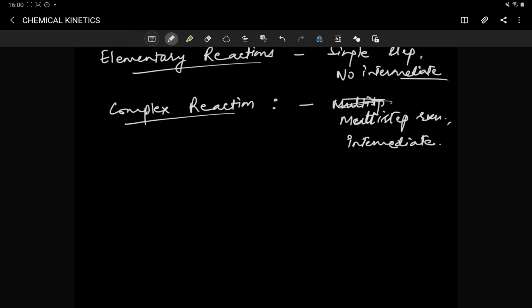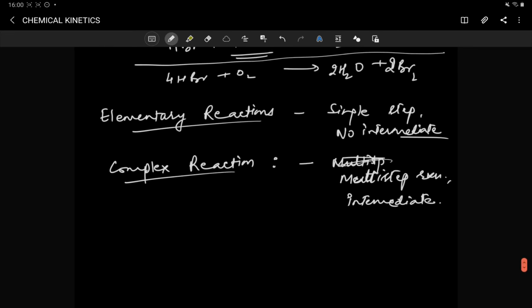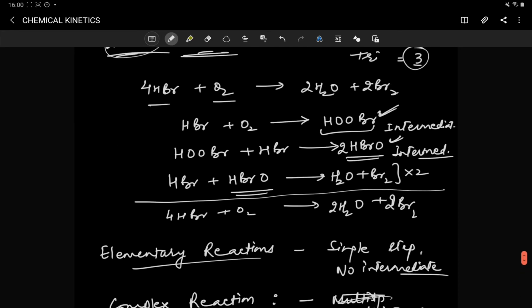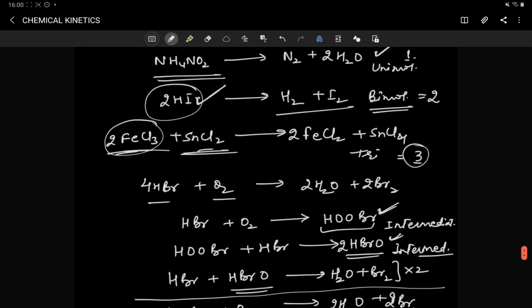Now in an elementary reaction, whatever the number of molecules present in the balanced chemical equation, generally that is the molecularity of the reaction. The way we did examples like decomposition of ammonium nitrite, or decomposition of hydrogen iodide. So all these are reactions where there is no intermediate, it's an elementary reaction, and that is why the molecularity is the same as it appears in the balanced chemical equation.